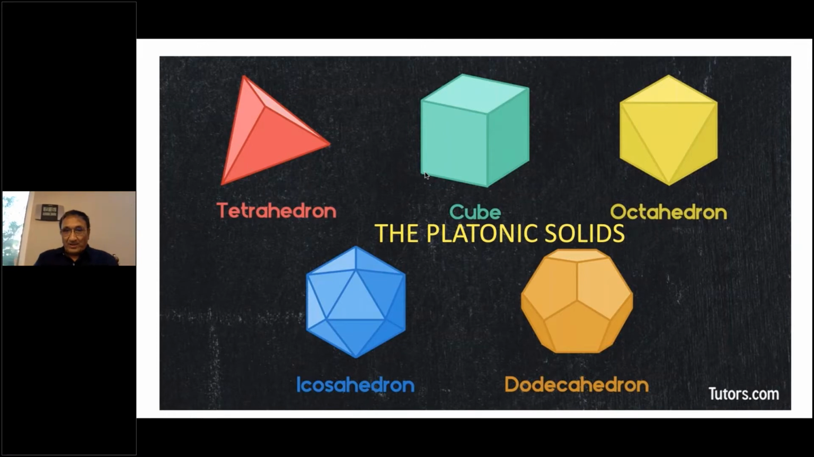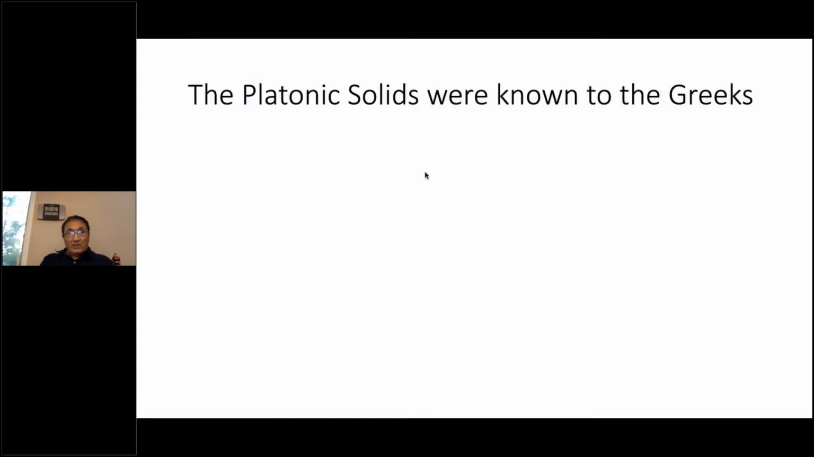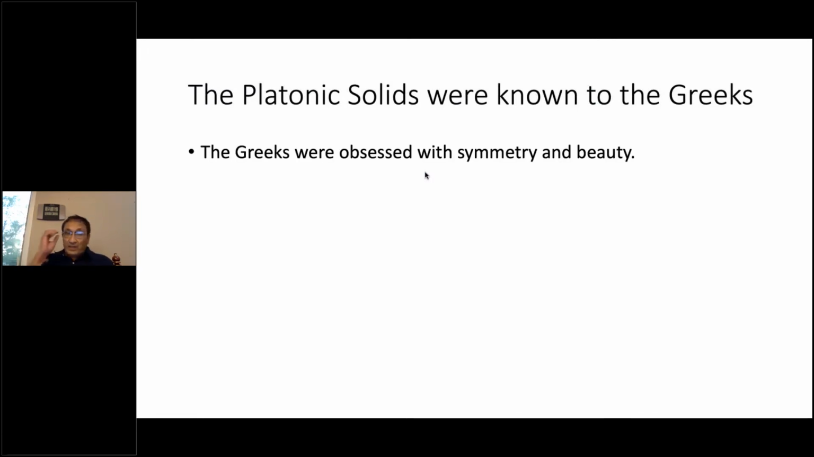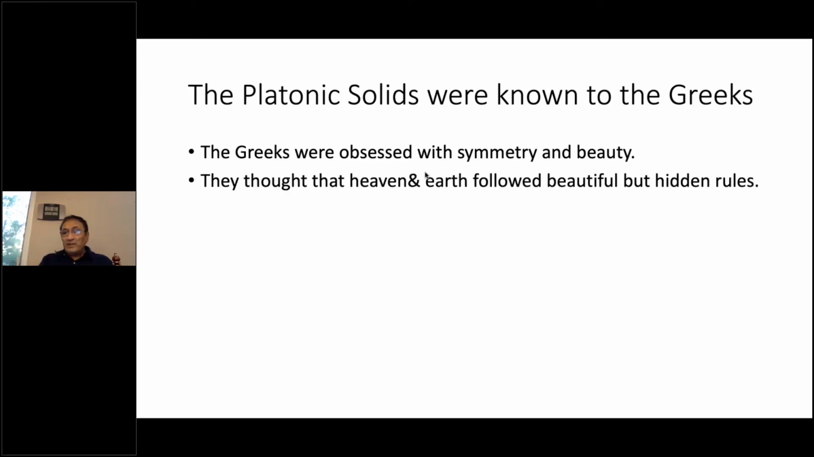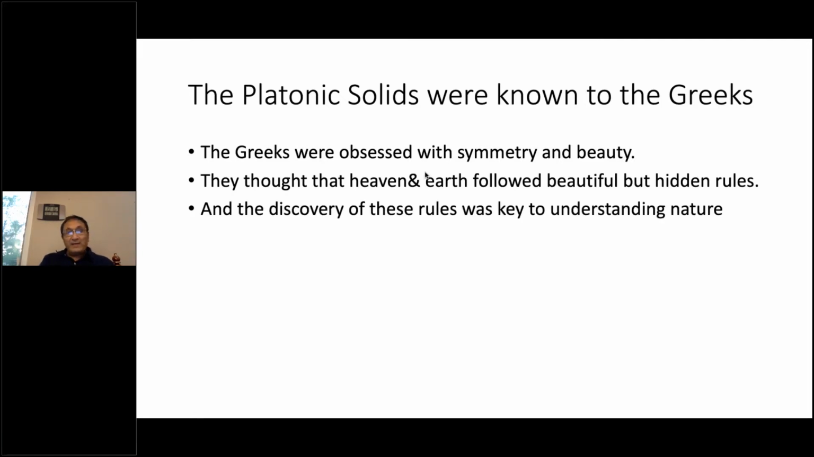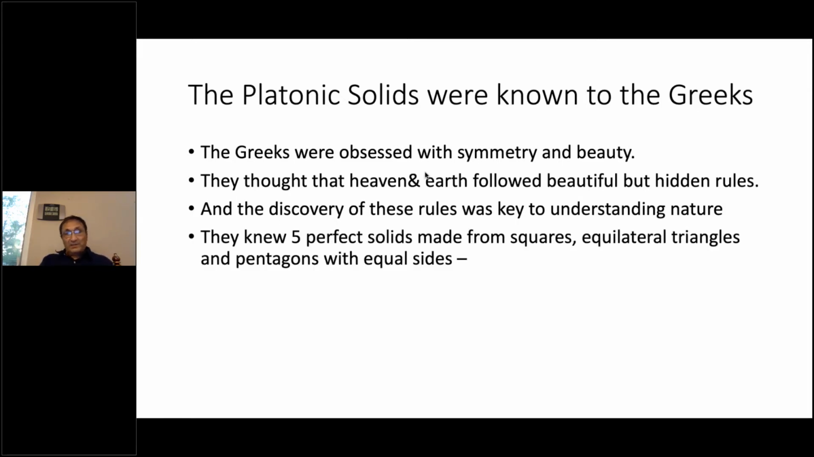What are the Platonic solids? Here they are. There are 5 of them: the tetrahedron, the cube, the octahedron, the icosahedron, and the dodecahedron. These solids were known to the Greeks because the Greeks were obsessed with symmetry and beauty. They thought that nature follows some beautiful patterns, that if you discover these patterns, then you will understand nature. They knew that there were 5 perfect solids, and they called them the 5 Platonic solids.